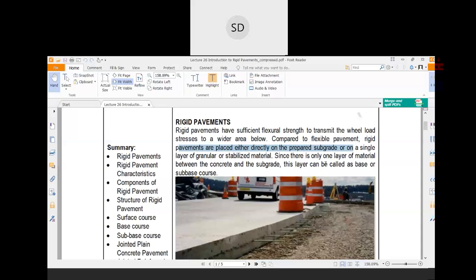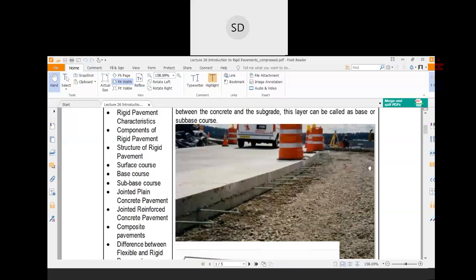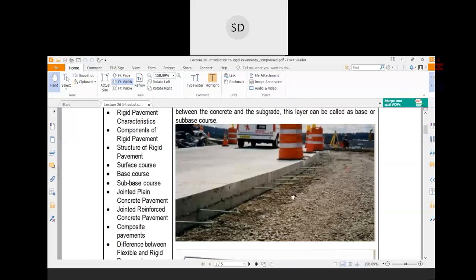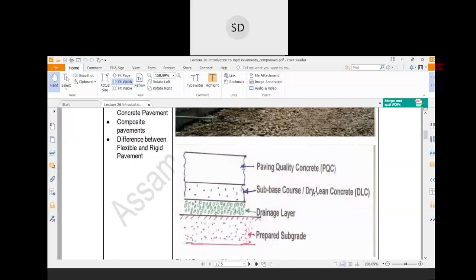Since there is only one layer of material between the concrete and the subgrade, this layer can be called the base or sub-base course. So basically, this is a rigid pavement. These rigid pavements are constructed in parts, and therefore in some cases you need reinforcement. There are different names for these reinforcements. We'll discuss this later on.